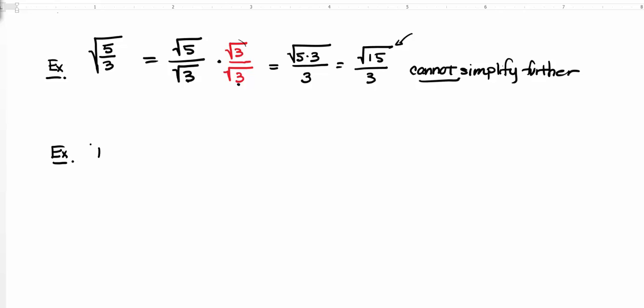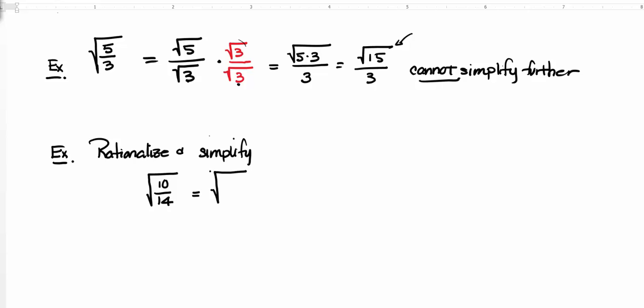Let's try another one. Rationalize and simplify the square root of 10/14. Okay, now this looks like a problem that we worked on a little bit earlier because the fraction inside can still be reduced, right? You notice that 10 and 14 are both divisible by 2. So that's the same as the square root of 5/7.